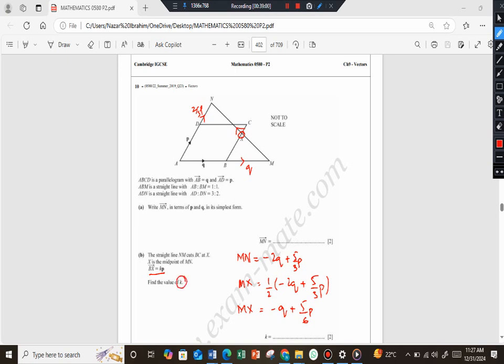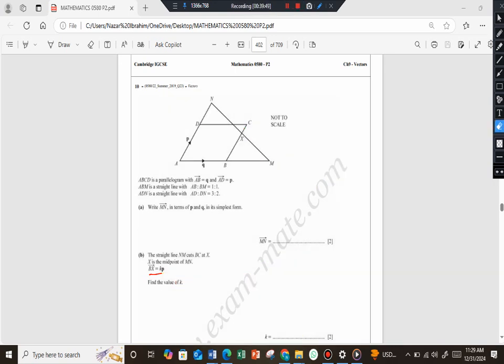First we have to calculate BX. For BX we have BX is equal to BM plus MX, right? So BM is equal to q and MX is equal to minus q plus 5 upon 6p, right? So q minus q cancels, leaving 5 upon 6p. If we compare this with kp, k is equal to 5 upon 6, right? That's all about question number 10.